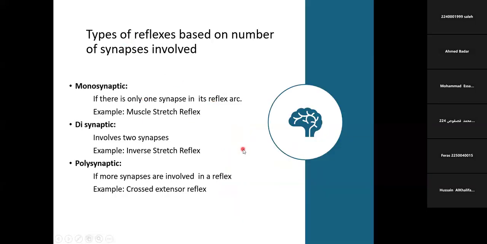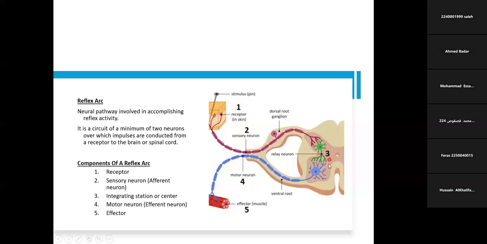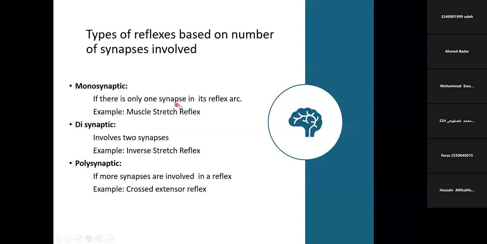Now, as I told you, at this place we can have 1 or 2 or many synapses. What is a synapse? A synapse is a junction between 2 neurons. So if it is just 1 synapse, it is called a monosynaptic reflex, and an example is the muscle stretch reflex. This is a typical question which we give in the MCQs.